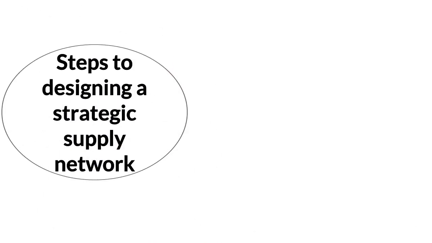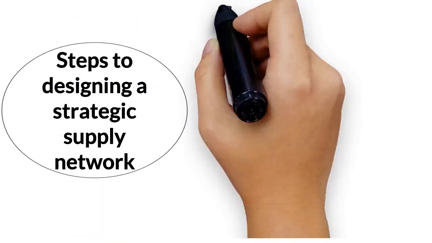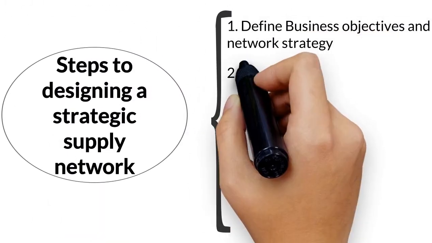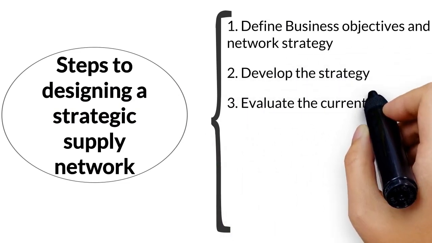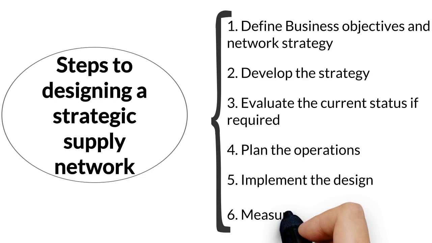Some steps to follow when designing a strategic network are: 1. Define the business objectives and network strategy. 2. Develop the strategy. 3. Evaluate the current status if required. 4. Plan the operations. 5. Implement the design. 6. And the last step, measure the design.